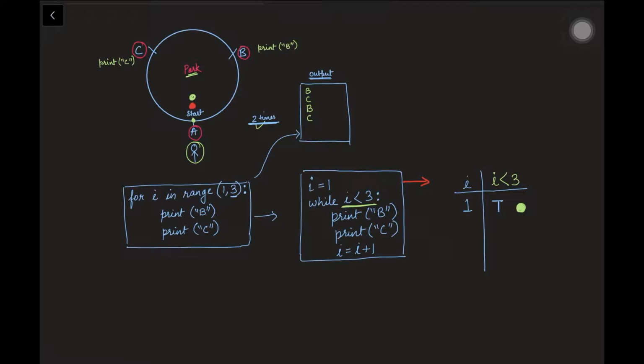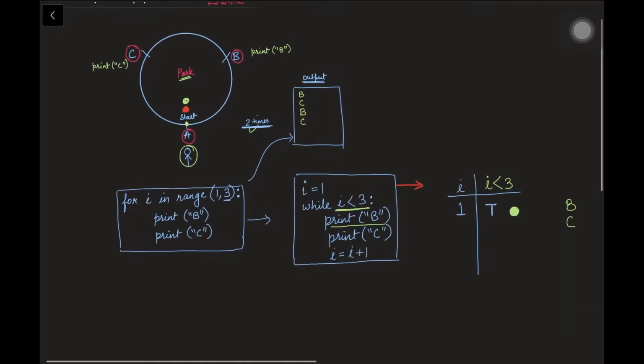Now once you enter the cycle, the instruction you have is print B. So you will print B. Next instruction is to print C. So you will print C. And after that, you have the instruction I equals to I plus 1, means you have to increase the value of I by 1. I was 1 earlier. So now I will become 1 plus 1 equals to 2. Okay. So now I is 2.